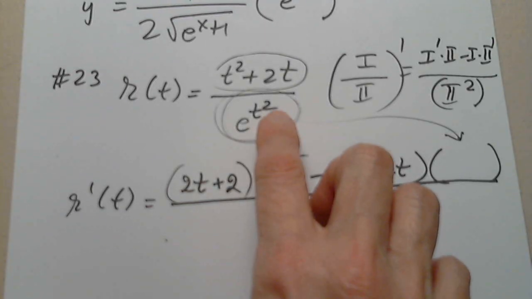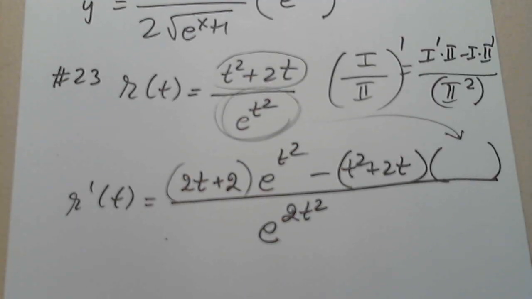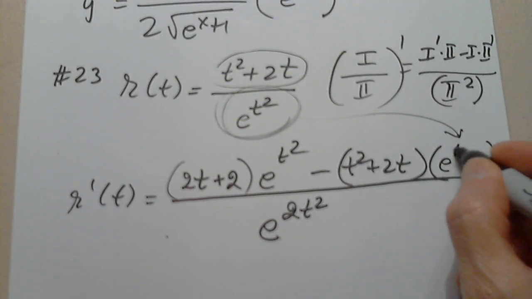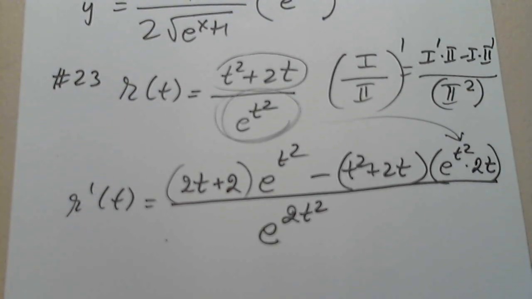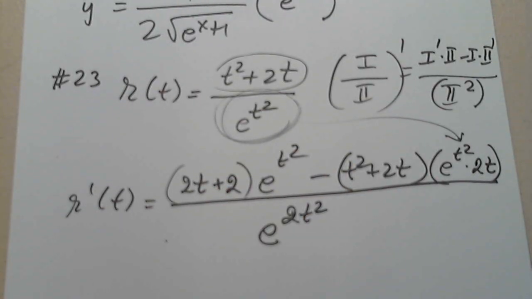Can anyone differentiate e to t squared so I can put it here, please? Anybody? Please. Would it be e to t squared times 2t? Yes. E to t squared times the inner function prime, which is 2t. Yes, we can clean it up by factoring, distributing. Yes, it's possible.